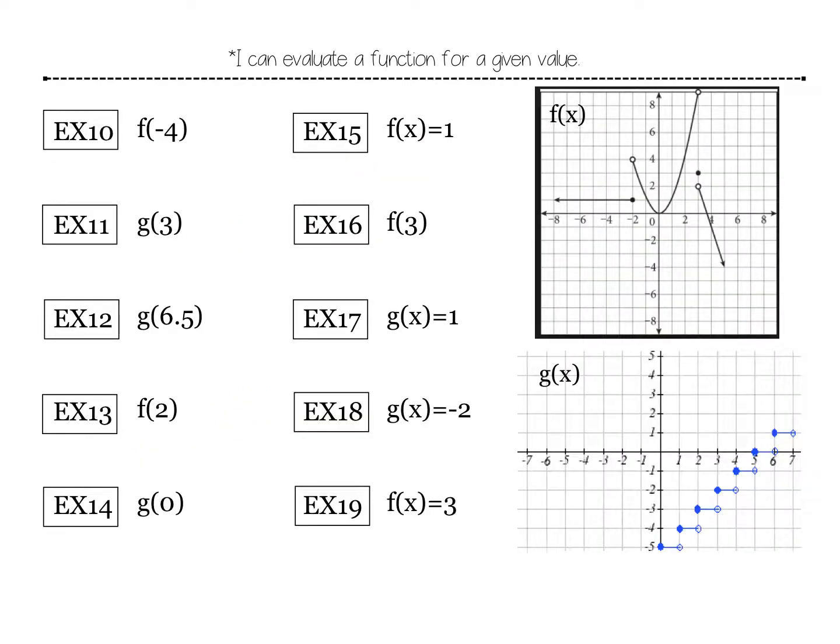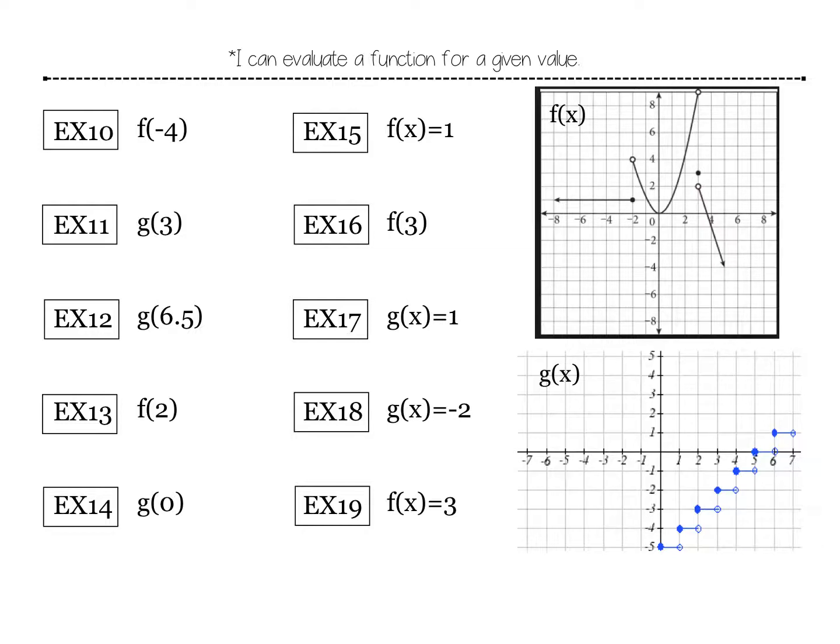All right, so now we're going to evaluate functions when I'm given it in the representation of a graph. I want you to look at these two graphs. Kind of look funny. This one's called a step function because if you notice it's like a set of stairs. And this is called a piecewise function because it's in different pieces. So I have a linear piece, a quadratic piece, and another linear piece. But we're going to evaluate it the exact same way.